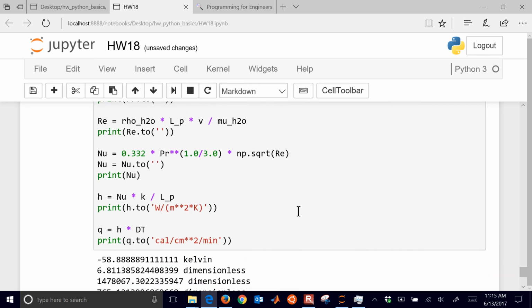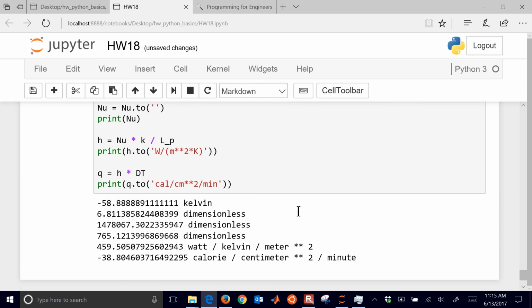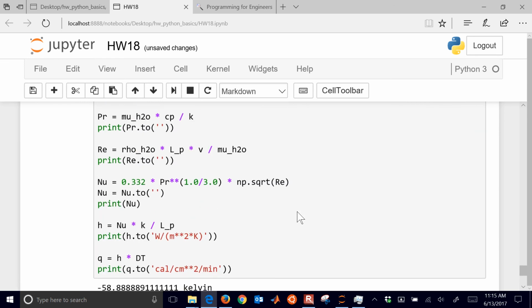Okay, so pint is an effective way to do unit conversions. There are other packages as well in Python, but this is definitely one of the better ones that's there.